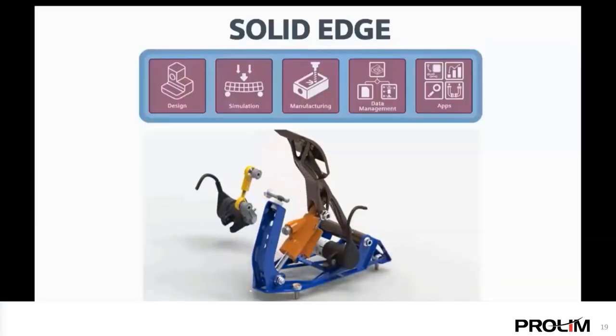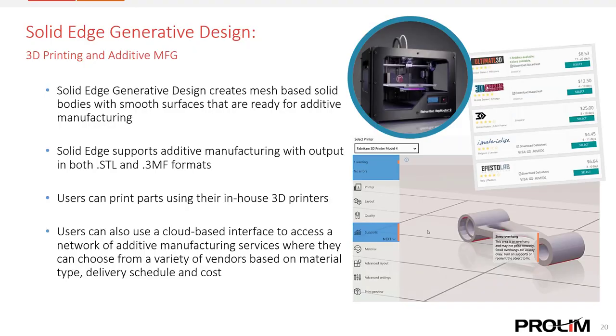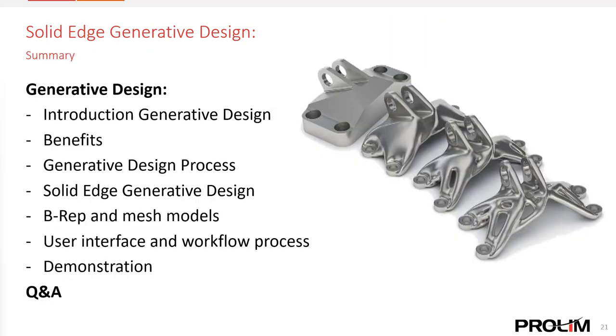So to quickly recap, Solid Edge Generative Design creates mesh-based solid bodies with smooth surfaces that are ready and ideal for additive manufacturing processing. Solid Edge supports both STL and 3MF file format outputs, so you can design, prepare, and manufacture all right here inside of Solid Edge. So in summary, we reviewed the process of generative design along with some of the major benefits that it provides designers, engineers, and companies as a whole.